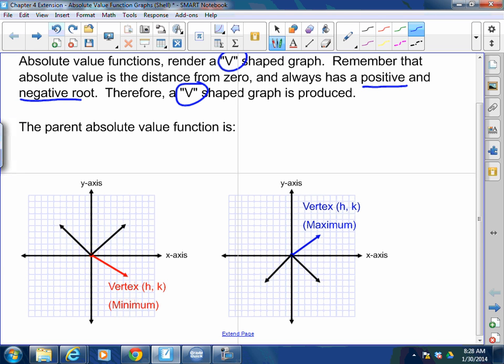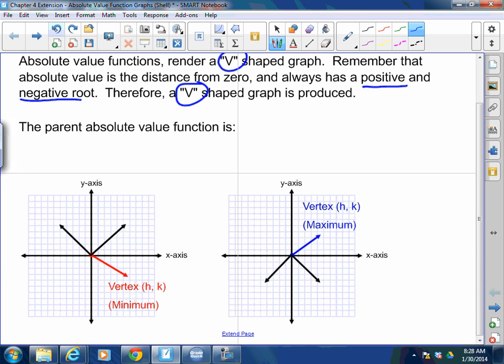It's based on a linear function, though. Absolute values are based on a linear function. So with absolute values, the V is going to be straight. It's never going to be curved. It's like having two linear equations combined into one. One of them is the positive side of the equation. The other is the negative side of the equation. Does that concept make sense, at least?